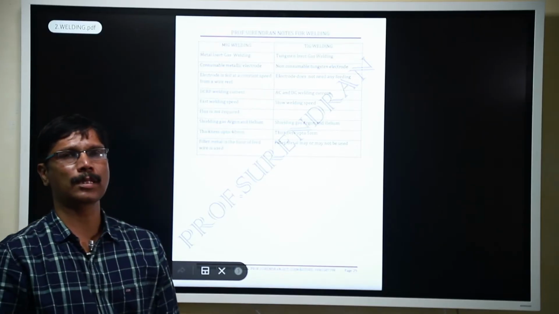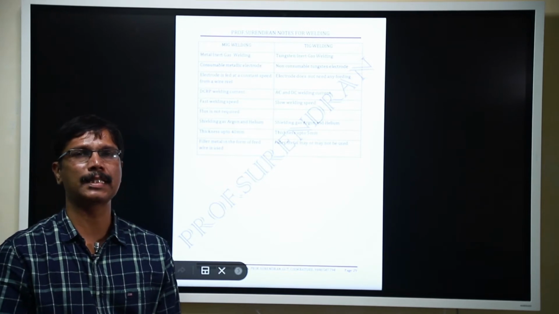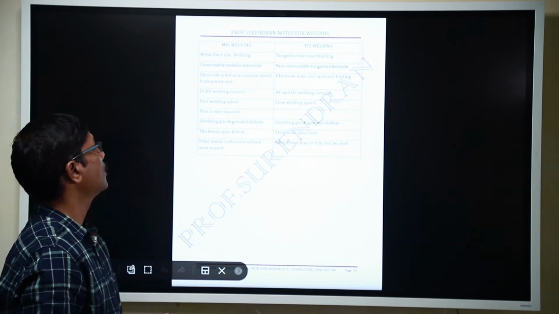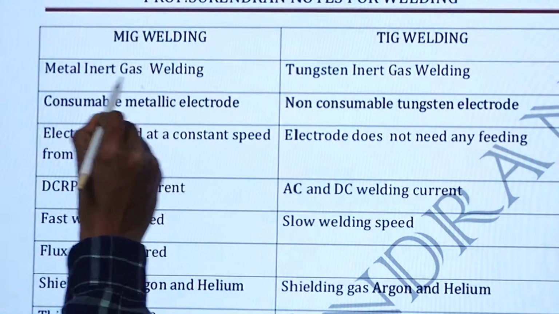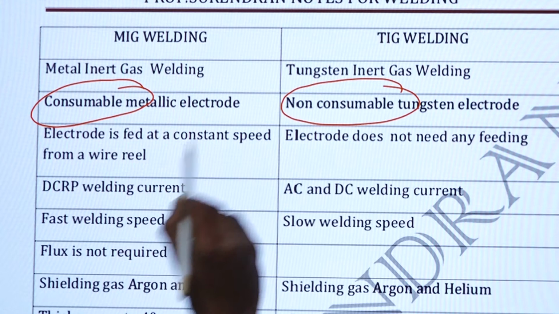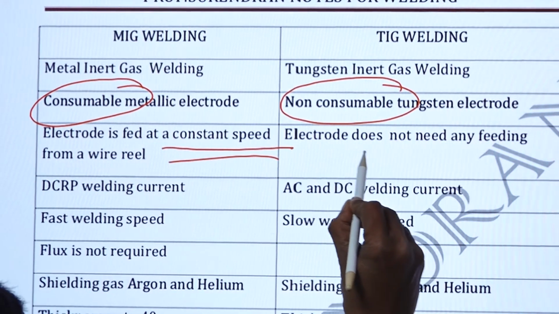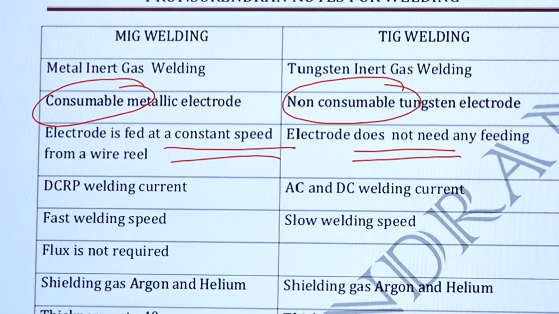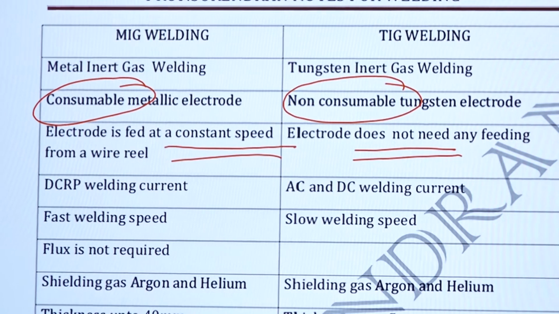Now we are going to discuss MIG welding and TIG welding. MIG welding is metal inert gas welding, TIG welding is tungsten inert gas welding. In MIG welding, we use a consumable electrode. In TIG welding, we use a non-consumable electrode. In MIG, the electrode is fed at a constant speed. In TIG welding, no feeding is required because the electrode is non-consumable.